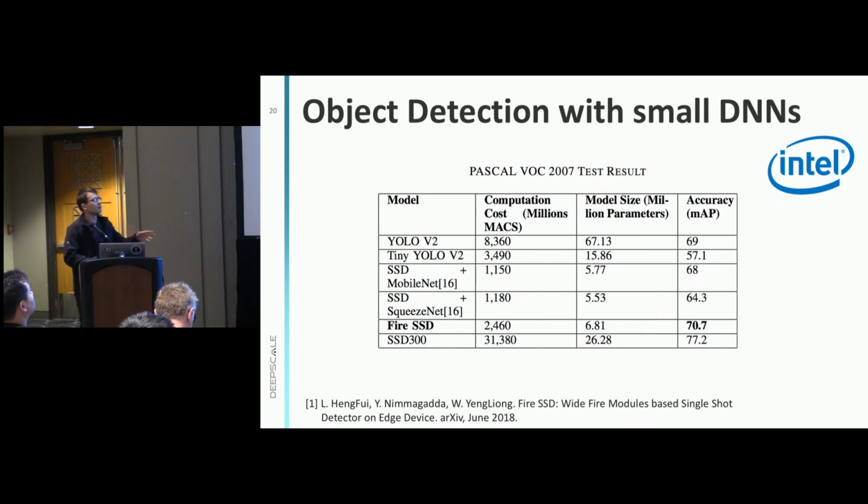Well, this paper literally came out this week from a group at Intel. And what's most interesting about this is in the Pascal VOC object detection data set. What's really interesting here is there's a variety of different featurizers used, ranging from DarkNet to MobileNet to SqueezeNet to Fire, which is based on Fire layers that are from the SqueezeNet.